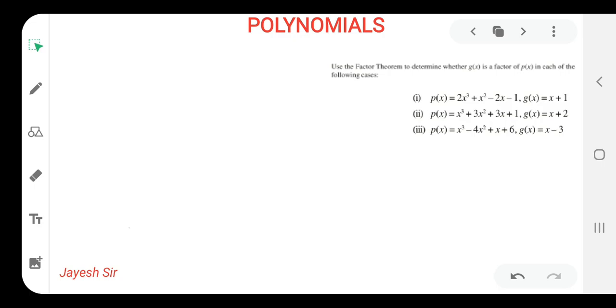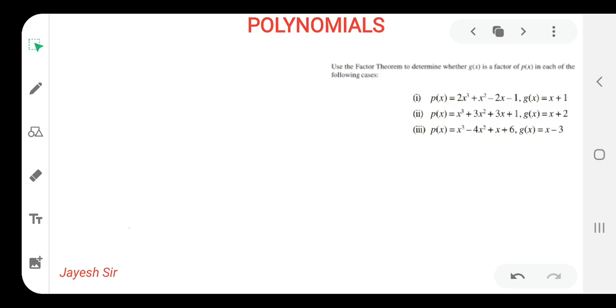What does the question mean, friends? We have to put the value from g of x into p of x. That means we have to assume g of x as 0. Afterwards, we will get the zeros of the polynomial from g of x. I hope you all have understood, friends.